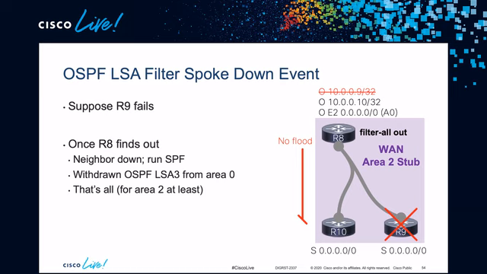Assuming there are no backup paths, R8 will withdraw the summary LSA from Area 0, basically saying, okay, I don't have access to these prefixes anymore that came from R9, which is a simple recalc for the rest of the network. That's literally all that's going to happen with OSPF. There is no downstream flooding, and all the other spokes don't even know that R9 went down. They don't have any state for it. They're not even aware that R9 exists, and that's exactly what we want for scale.